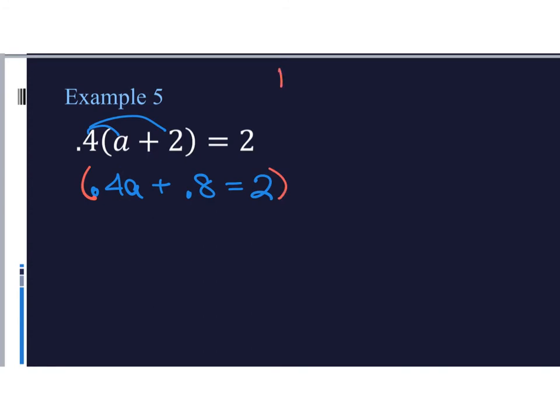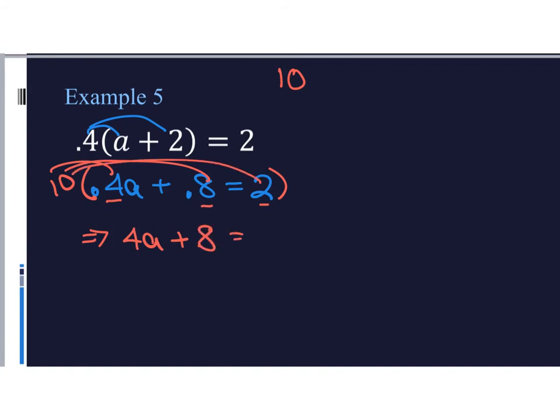So I always start out with the number 1, and I see I have 1 decimal place here, 1 here, and none here. So that means I'm going to multiply everything by the number 10. So 10 times 0.4a is going to give me 4a. 10 times 0.8 will give me plus 8. And 10 times 2 is going to give me 20. Now I can go ahead and solve. And I'm going to do that by subtracting 8 from both sides.